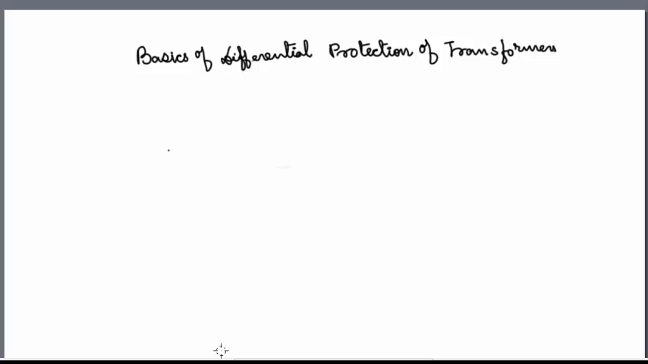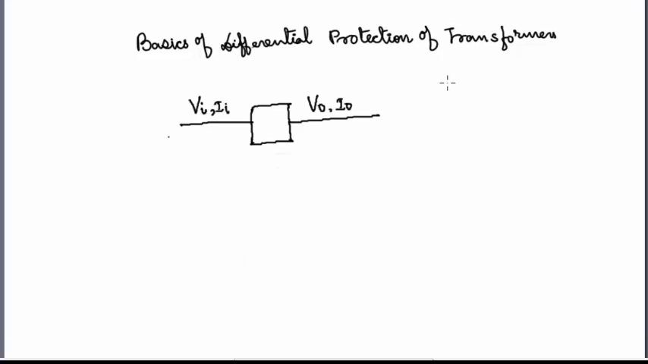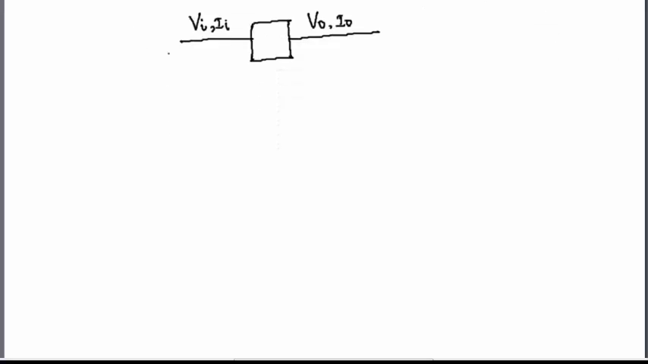Hello friends, in this video I am going to discuss the basics of differential protection of transformers. Now for understanding the implementation of differential protection of transformers, let us consider a network in which there lies a transformer. The primary side of the transformer will be obtained from a bus bar and the secondary side would come and terminate at another bus bar.